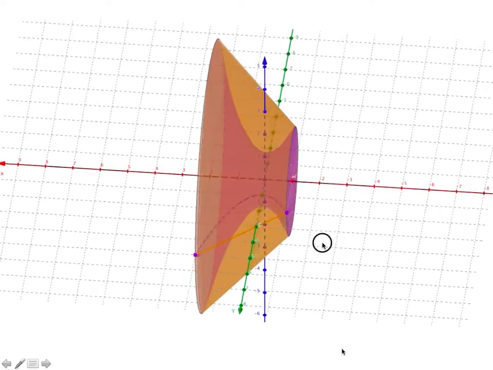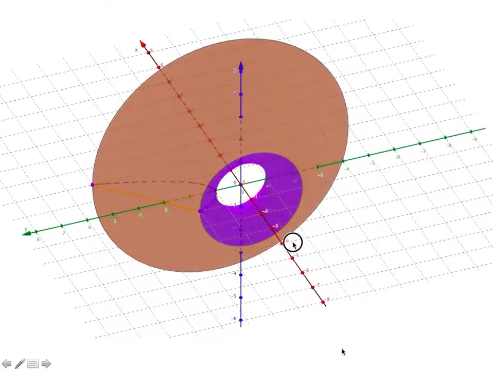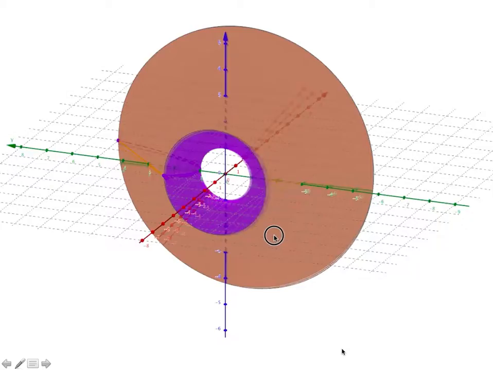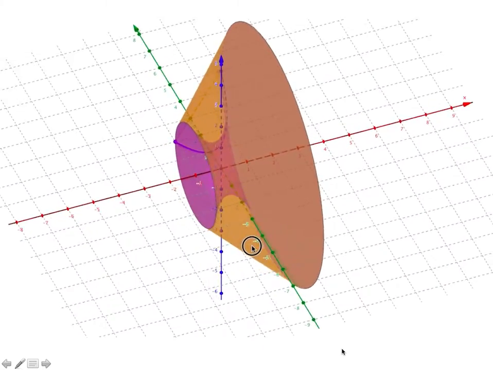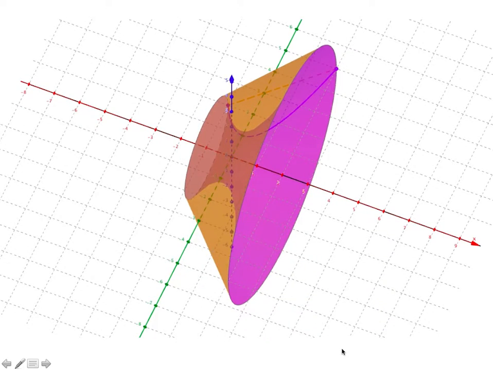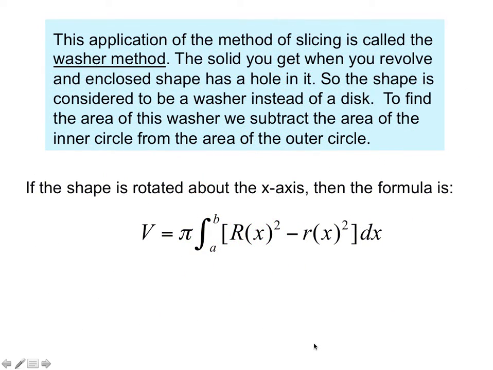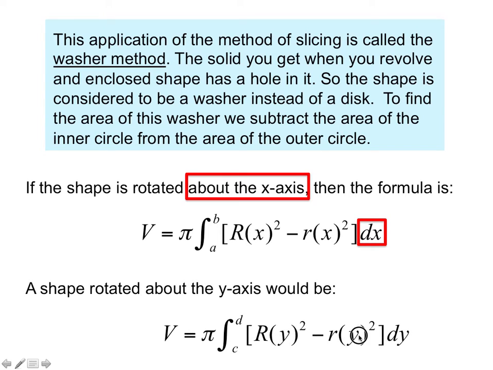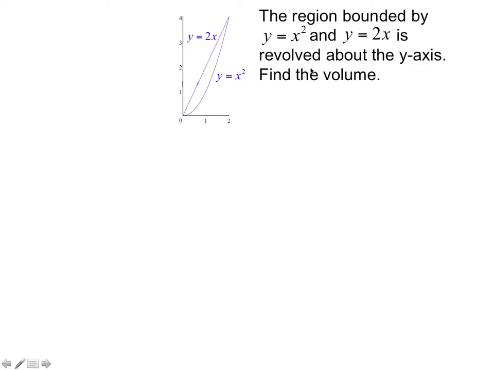So we're still going to slice this and create basically a disc with a hole in it, which is why we call it a washer. So revolving it about the x-axis then, just to bring in the topics from the disk section, that's going to be a dx problem, and around the y-axis is going to be a dy problem. So let's take a look at revolving this about the y-axis.